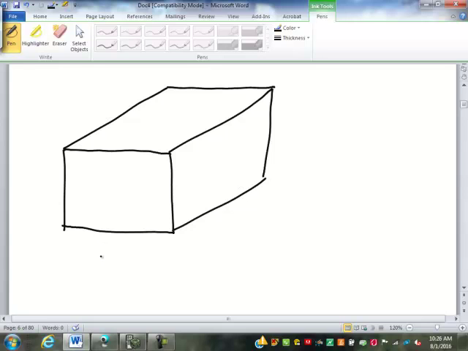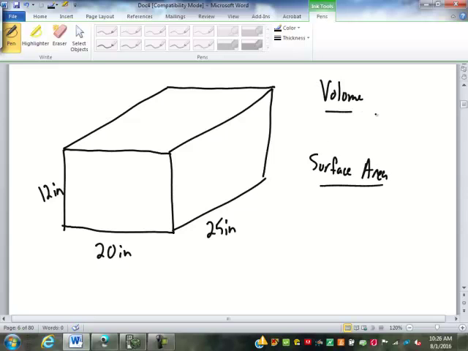Let's say that this is 20 inches, 12 inches, and 25 inches. Find the volume and the surface area. Give those a shot quick.